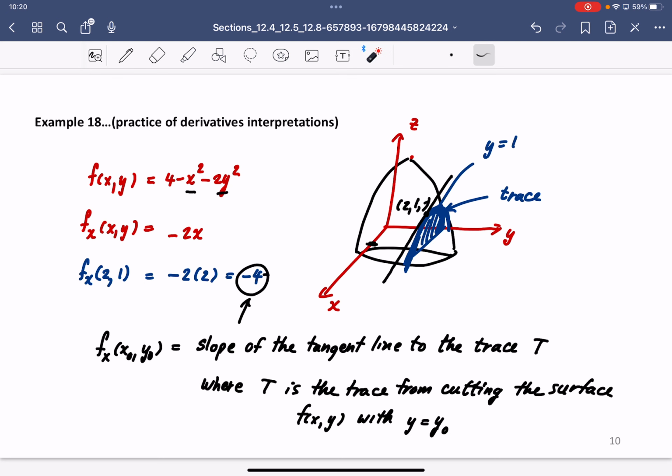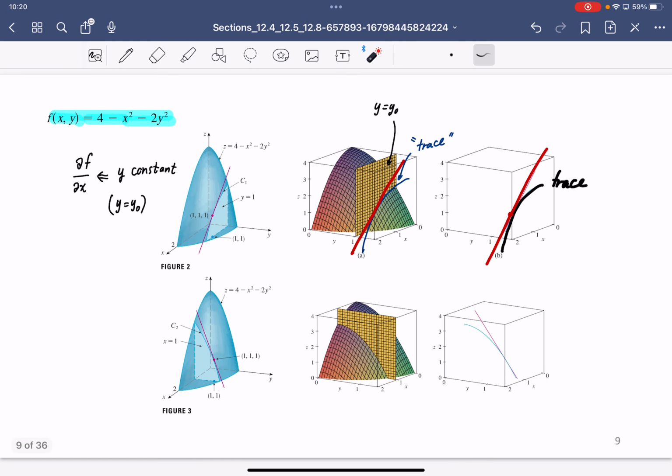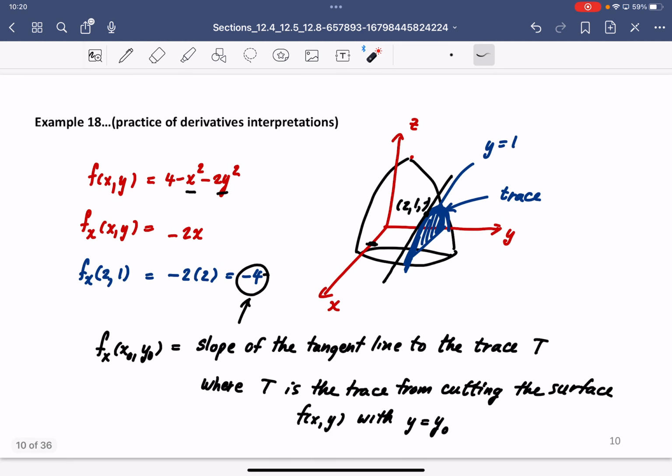The better picture is here. You start from the surface and then you just cut it at one plane. And then once you get the trace, you look at the slope of the tangent line of the trace. This is a better picture from the computer. Alright, that is the slope of the tangent line.